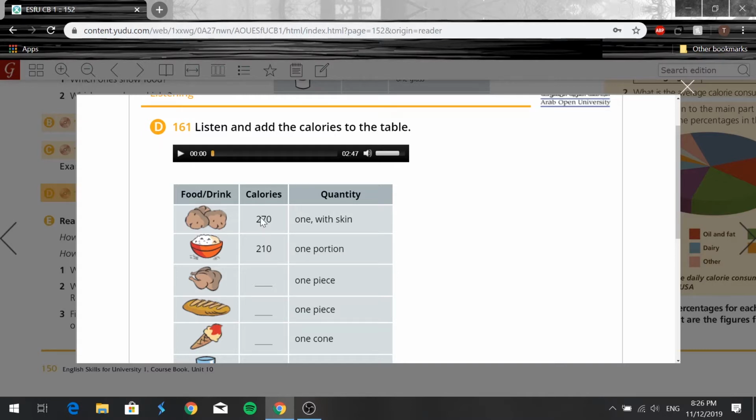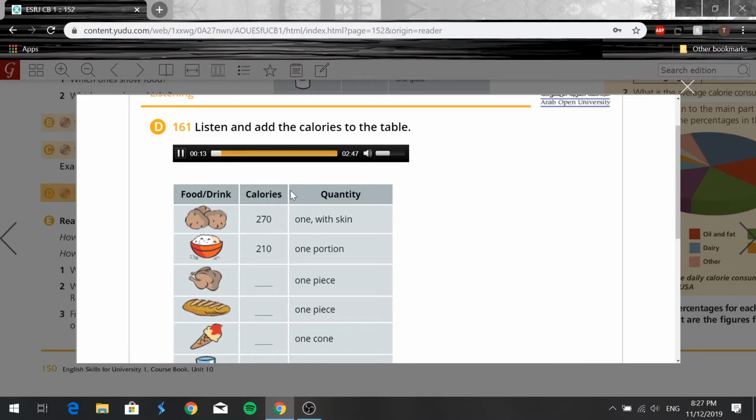Now let's listen to the audio and add the calories as we go. Here we go. 161. Exercise D. Listen and add the calories to the table.